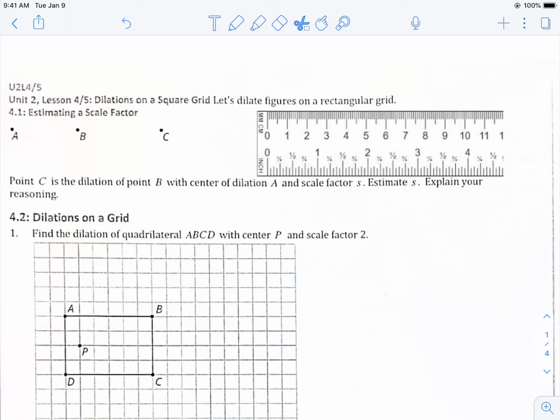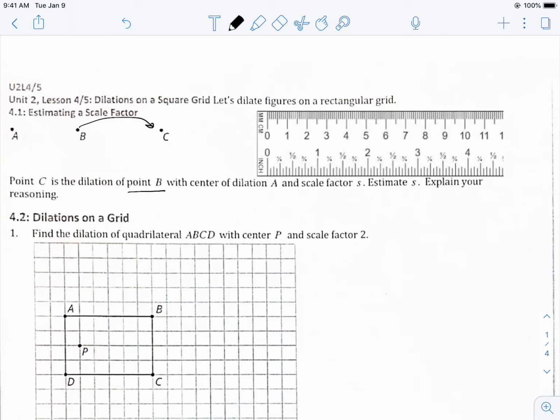Now I'm using one to kind of show you, but we're going to do it without and then show you if we're close or not. So this first one here we have an A, B, and a C. And it says we're going to estimate the scale factor. So point C is the dilation of point B. So that means we moved B to C. Okay, so C is a dilation from B.